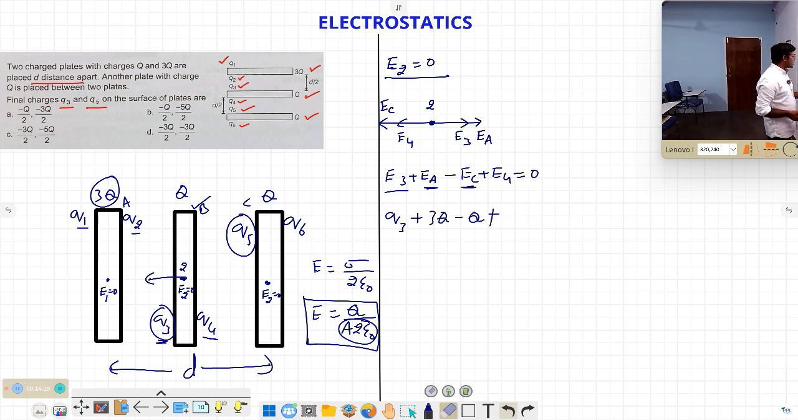Plus what is E4? The electric field due to the fourth charge. This is the fourth charge, and its electric field is towards the left side. That is nothing but Q4, is equal to 0. So 3Q minus Q, that is Q3 plus Q4 is equal to. Here one thing we made a mistake. Q4 is in what direction? Towards left. So you should not take plus here. This is minus here. Take minus Q4. The formula also we have to take minus here.